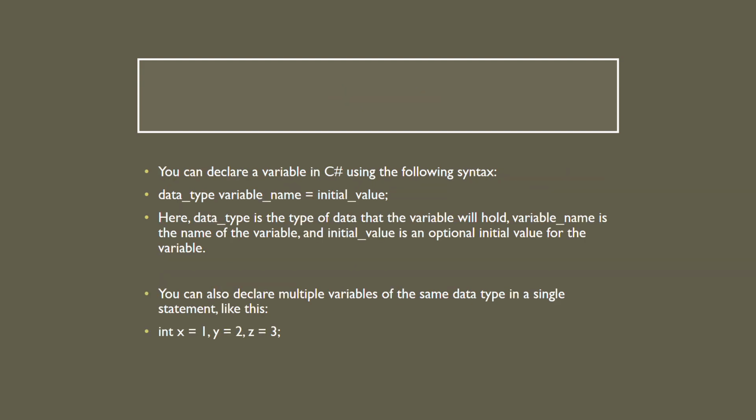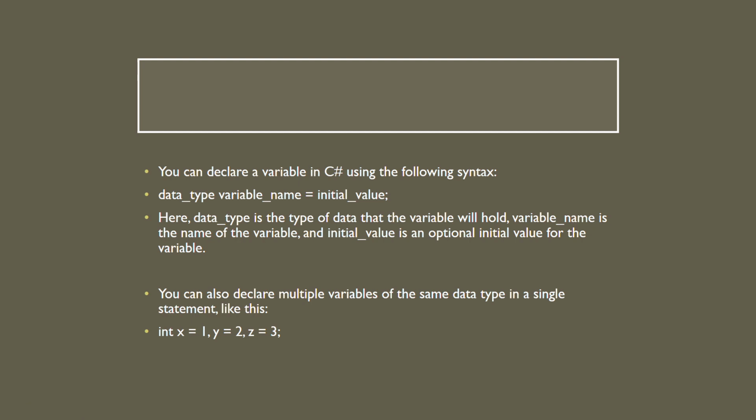You can declare a variable in C# with the following syntax. Data type, variable name, equal to, initial value. Here, data type is the type of data that the variable will hold. Variable name is the name of the variable, and initial value is an optional initial value for the variable.